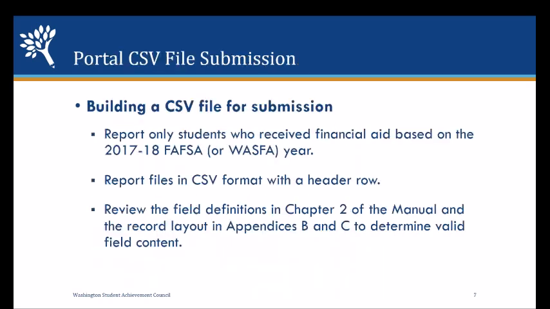You'll need to be submitting a CSV file submission, and building that file, you will need to report only students who receive financial aid based on the 2017-18 FAFSA or WASFA year. The WASFA, for those of you who may be new to this, it took me a while to really figure out the acronym, is Washington Application for Student Financial Assistance. That is our application for our undocumented students in the state who may be eligible for financial aid, the State Need Grant Program and CBS.